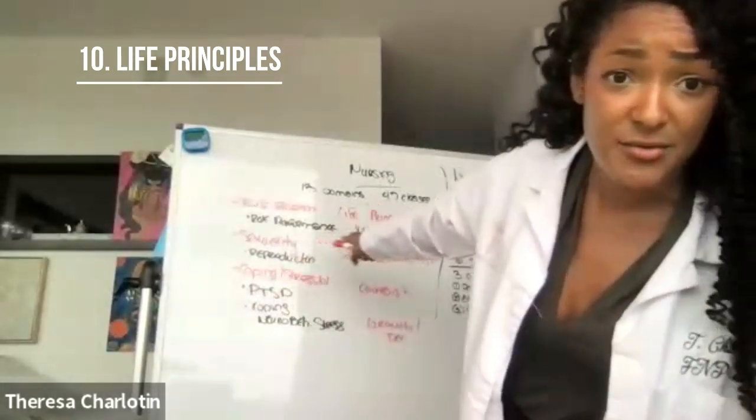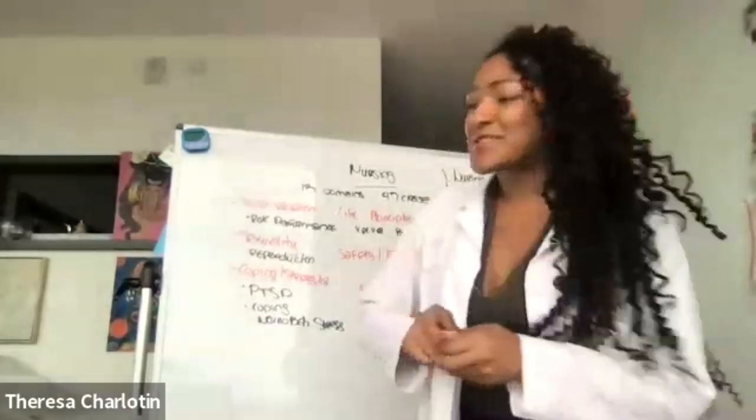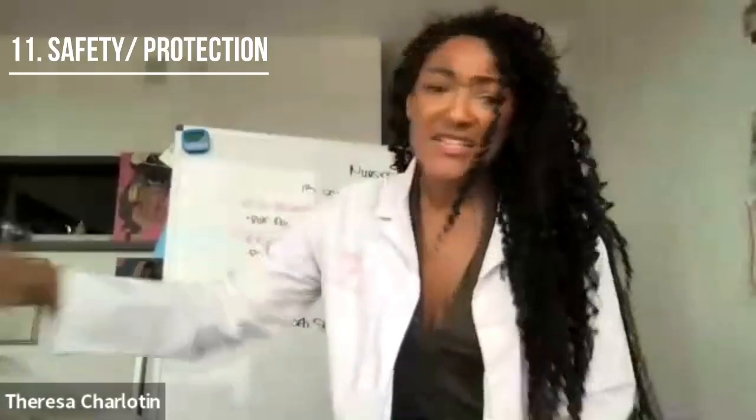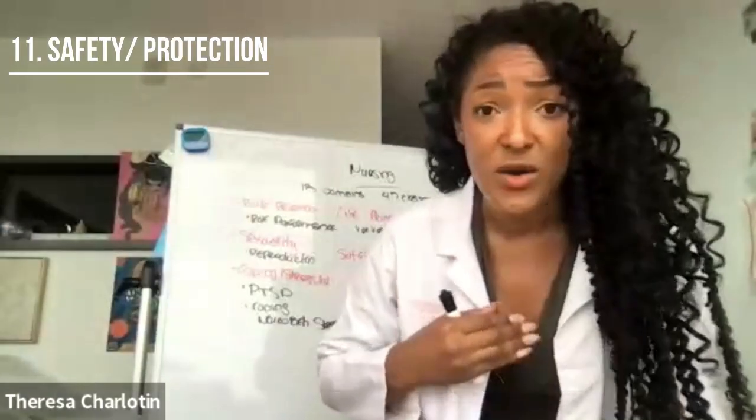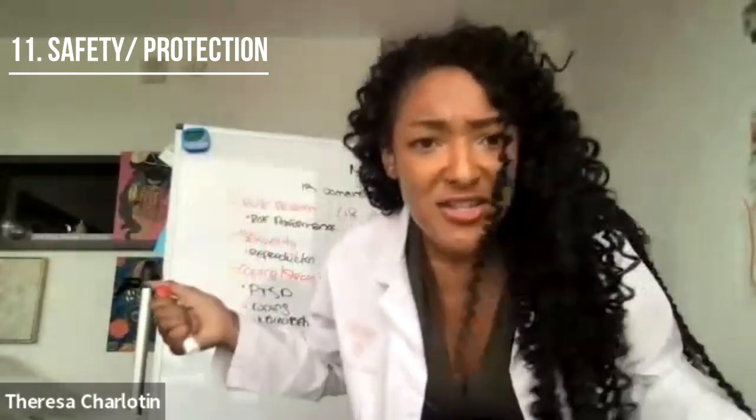Life values. Find something else to do. Let's find something else to do. So safety protection is the next one. Safety protection of yourself. That's why whenever you're talking to somebody and they take a dark turn, like, oh, so how's your life been?